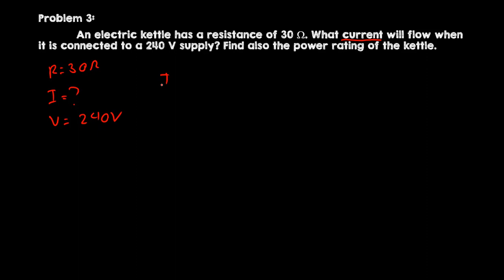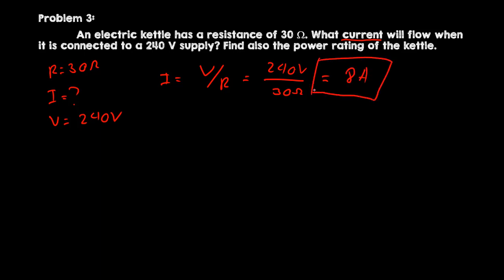Ohm's law. I is equals to V over R. And V is 240 volts and R is 30 ohms. Our I should be 240 divided by 30 is 8 amperes. That is the current that will flow in our circuit.